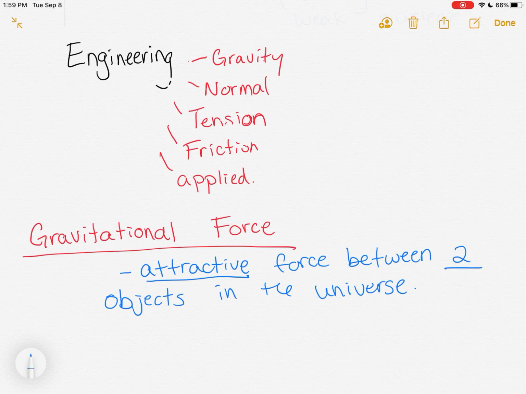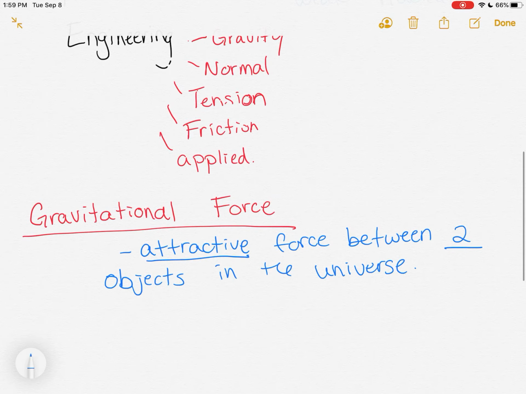It is a relatively weak force in terms of the fundamental forces. Electromagnetic and strong nuclear and weak nuclear forces are quite a bit stronger than the gravitational force. But the gravitational force is still a strong force. It's just not as strong as the other fundamental forces.